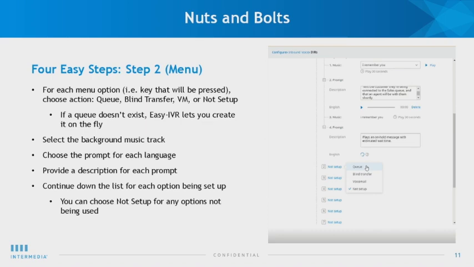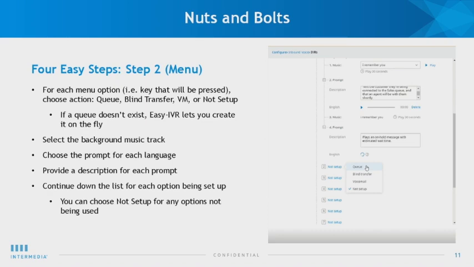Step 2 is the menu. This is the most involved one. Again, that's kind of the crux of it. For every menu option, we're saying, what are we doing? What action are we taking? Queue, line transfer, voicemail, not set up, right? And again, if the queue doesn't exist, Easy-IVR is going to let them create one on the fly. Great. You can choose a background music track. There are about 8 to 12 already pre-populated, all open source ones. No copyright concerns there. You can just pick whichever one they like.